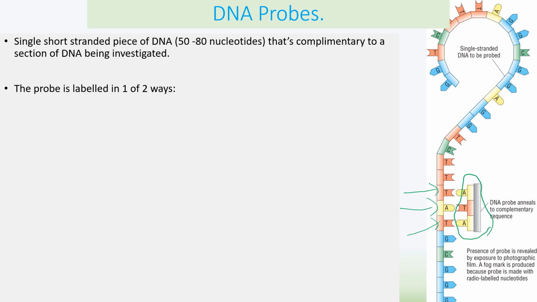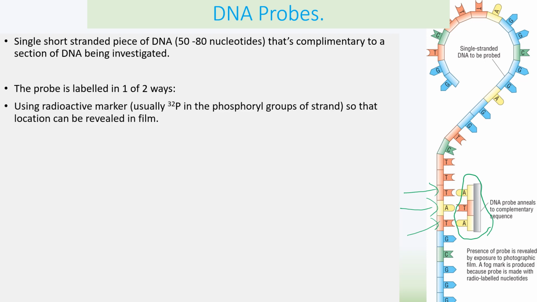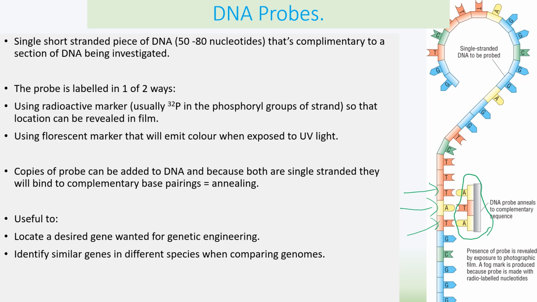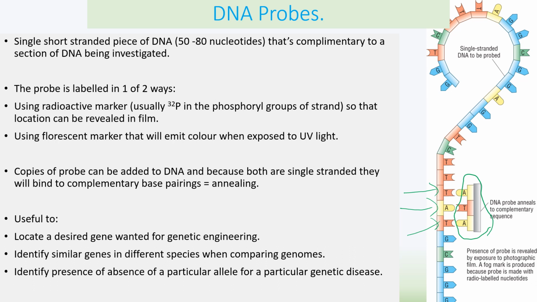A probe can be labelled in two ways. It can use radioactive isotopes, normally phosphoryl groups are made radioactive, or it can use fluorescence, which will emit a colour when exposed to UV light. Copies of the probe can then be added to the DNA, because both are single-stranded. They'll bind to complementary base pairs through annealing. It's useful to locate a desired gene if you're looking for one for genetic engineering, identify similar genes when you're comparing genomes for classification, and identify the presence of a particular allele which could increase your risk of a particular disease.